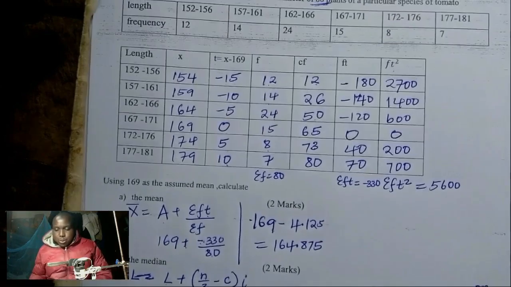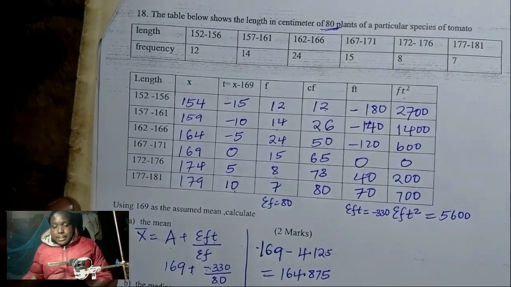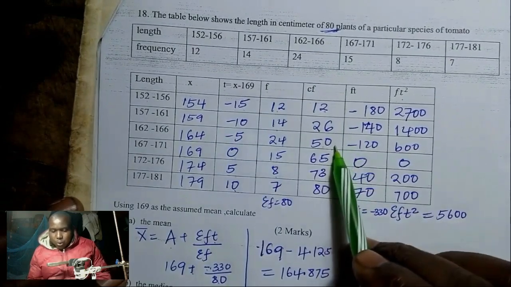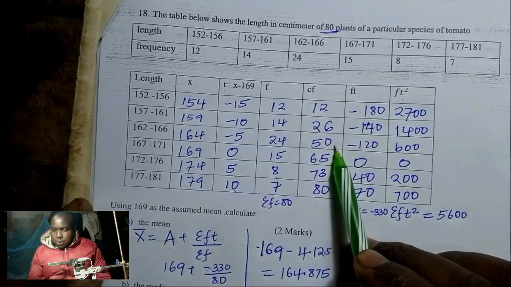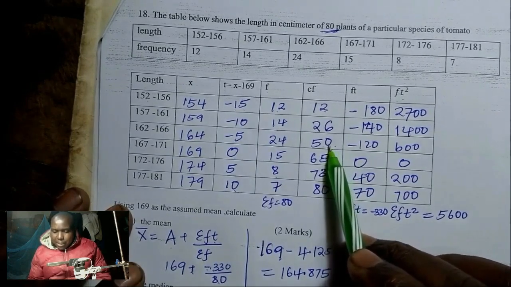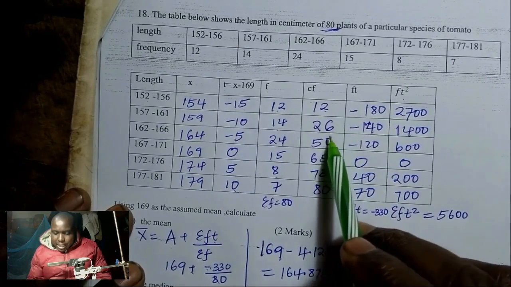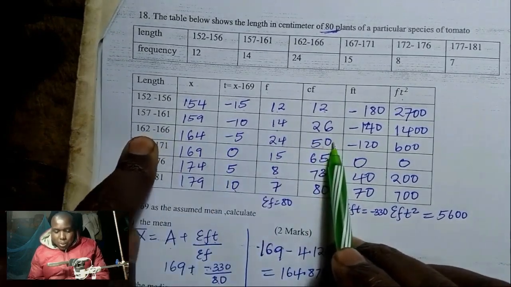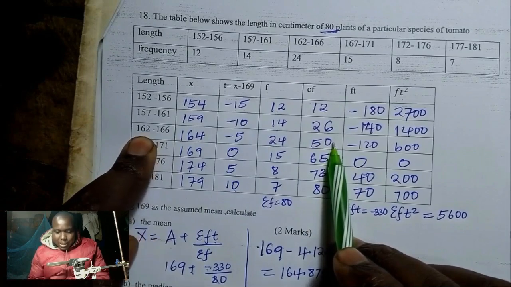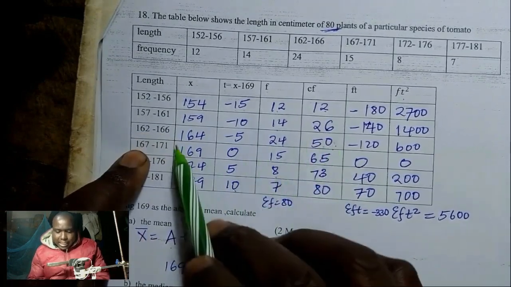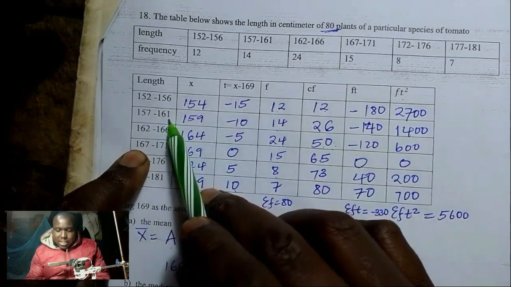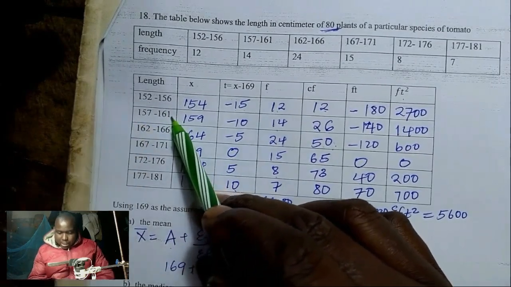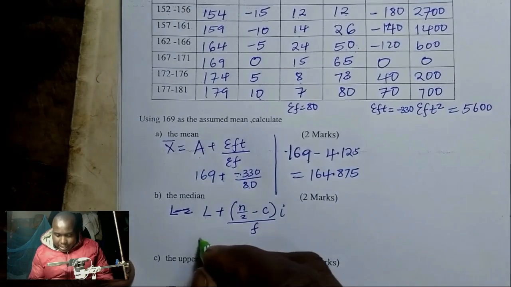So you come to the cumulative frequency, you check where we have the cumulative frequency 40. Now we don't have 40. You see that? Since we don't have 40, that means our median class lies between 40 and 50. So it is here. Our median class is 162 to 166. Then the lower limit in this class is 161, minus 0.5, 161.5. So that's the lower limit. So that's L.